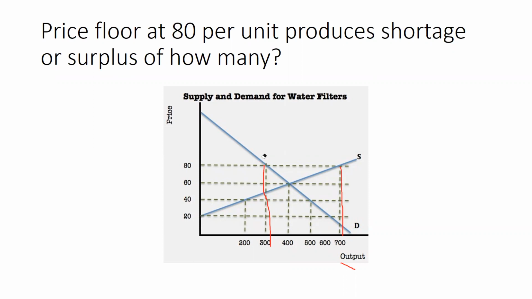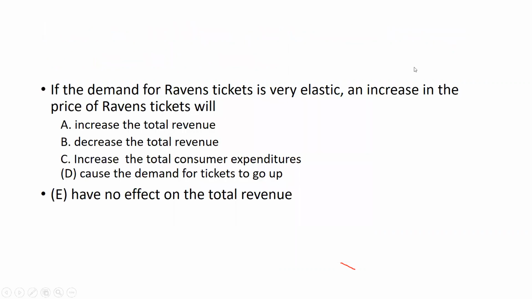Now, if they asked you how much are people buying here, the quantity is 300, right? Even though there are 700 water filters, people only want 300. So people are only buying 300 water filters. Now, the other thing is, suppose they made this price floor at 40. Well, it would be below the equilibrium, so it would not be binding. So you would just ignore it, and it would be 60 and 400. All right, again, for any of these problems, make sure you check, is it binding?